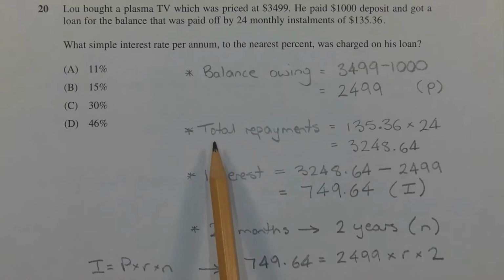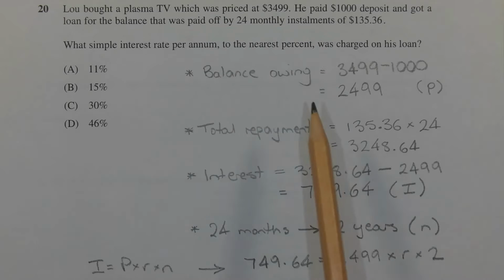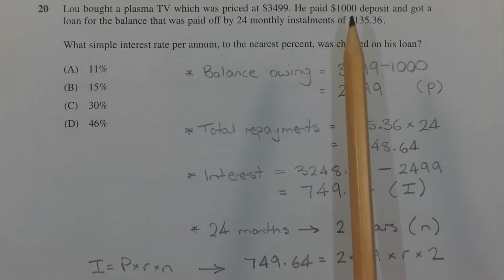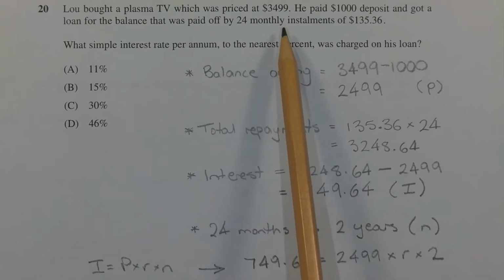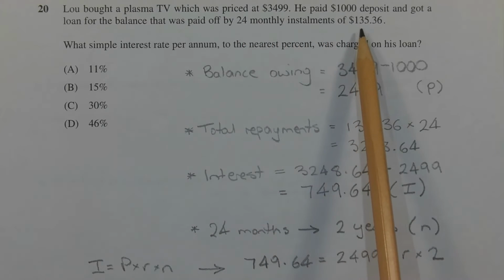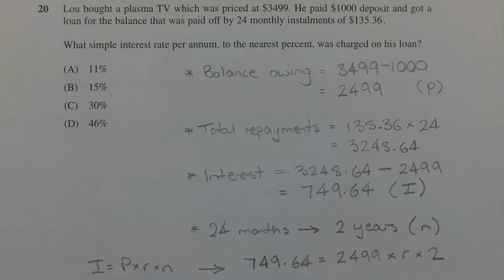The next thing we need to work out is the total value of the repayments. So to pay off the balance owing, Lou is going to be paying 24 monthly installments of $135.36 per month. So the total repayments is 135.36 times 24, which equals $3,248.64. Now this is obviously larger than the principal or the balance owing, which means interest has been added to that amount.